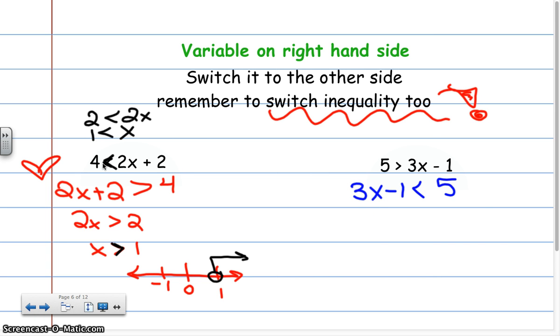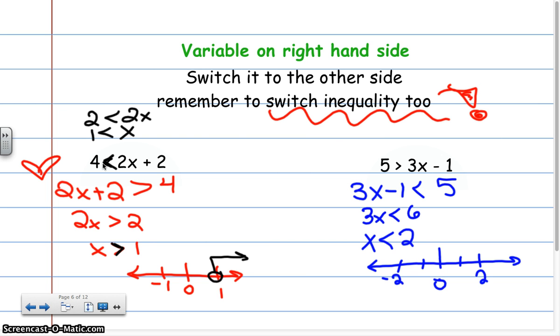Now I add. 3x is less than 6. Now I divide. X is less than 2. Now I have an open circle at 2 because there's no bar under it. I'm smaller, so I'm going this way. Right?